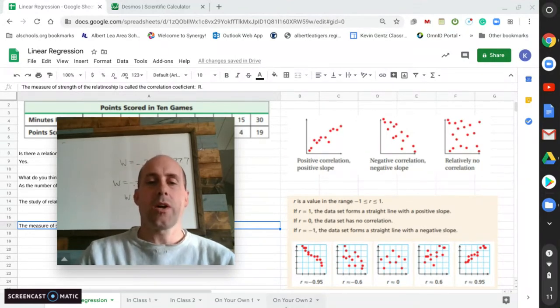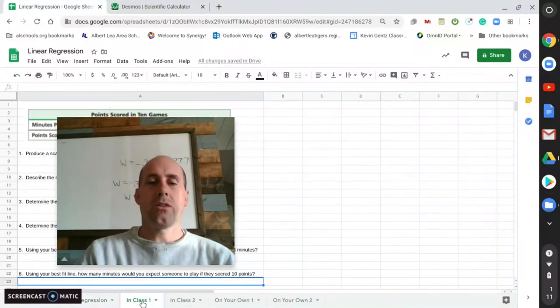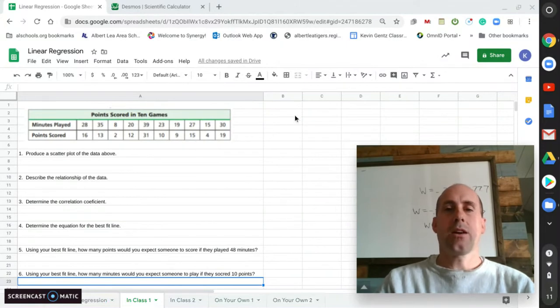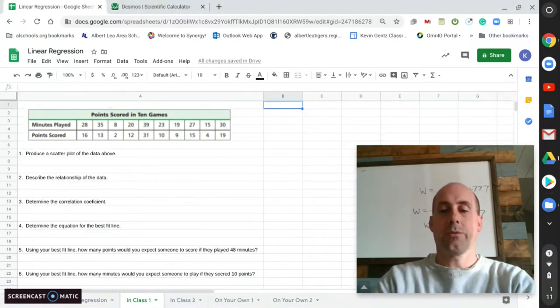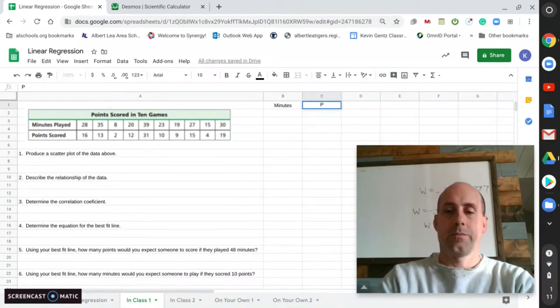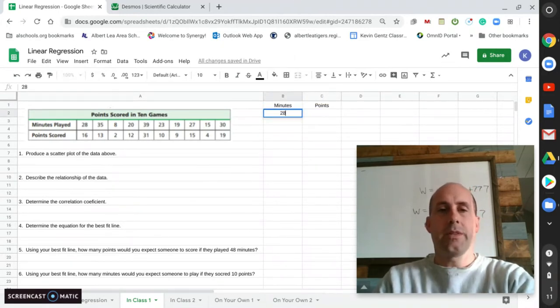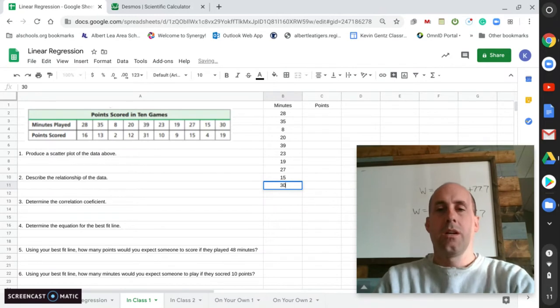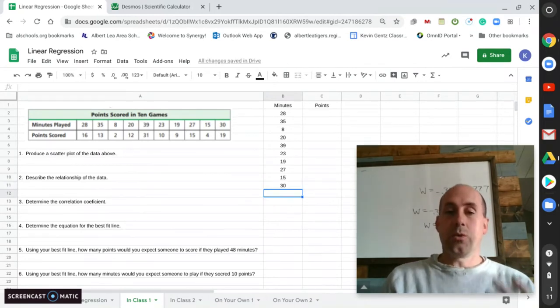So let's answer this question about points scored. If you click on in class 1 and jump over here, it says produce a scatter plot of this data. We're going to determine the strength of the relationship. So I go minutes, and I'm going to go points. Under minutes, I have to put the data in order: 35, 8, 20, 39, 23, 19, 27, 15, and 30.